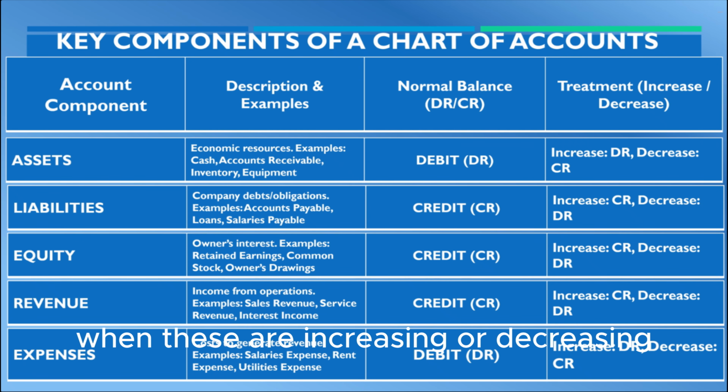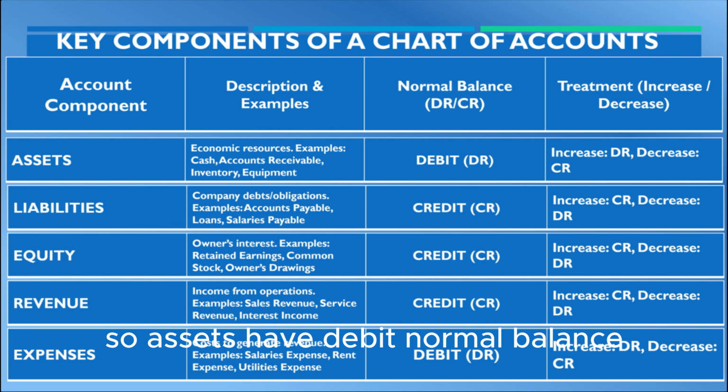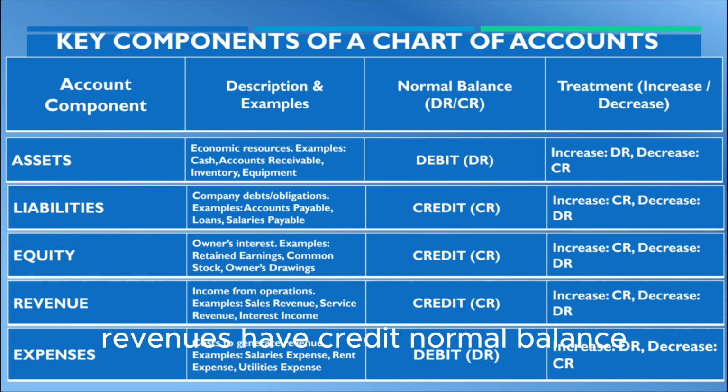Now let's quickly learn how these components are recorded with their normal balance and how these are recorded when these are increasing or decreasing. So assets have debit normal balance, liabilities have credit normal balance, equity has credit normal balance, revenues have credit normal balance, expenses have debit normal balance.